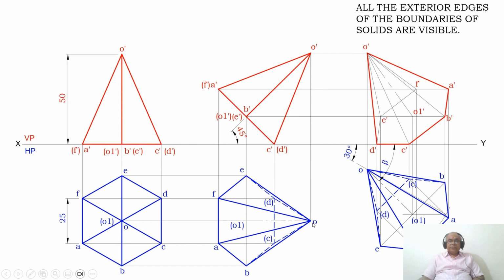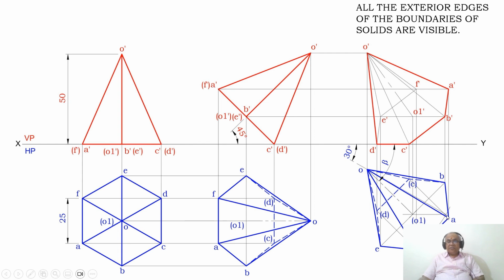Then by using the compass, since it is the true inclination line, for that you need to take the true length of the axis. What is the true length of the axis? It is 50 mm. You consider any point on that 30 degree line and you mark that point as O. From that point, by using the height as 50 mm, you cut an arc on that 30 degree line. Then draw a horizontal projector from there.